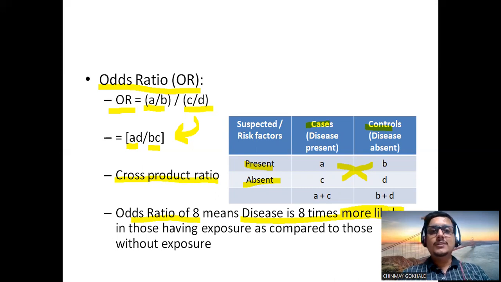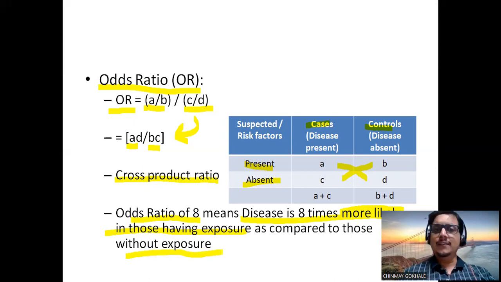कितने times, कितना likely, strength of association. Don't forget those words. So we are measuring strength of association, and in talking terms or in writing terms, that strength of association is summarized with this word likely. So odds ratio of 8 means disease is 8 times more likely in those having exposure as compared to those without exposure. So let us take an example of lung cancer and smoking.